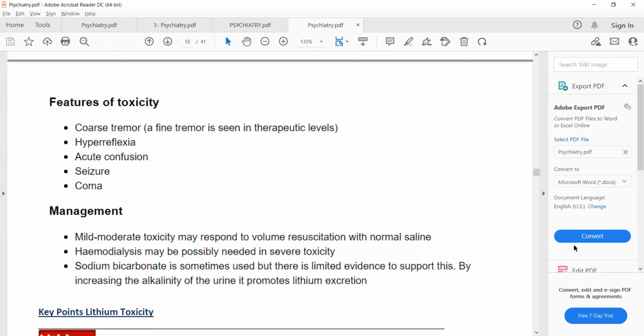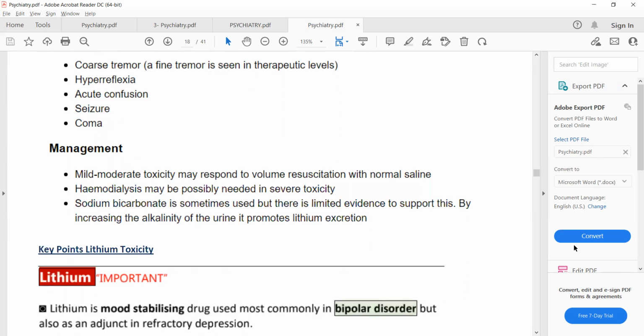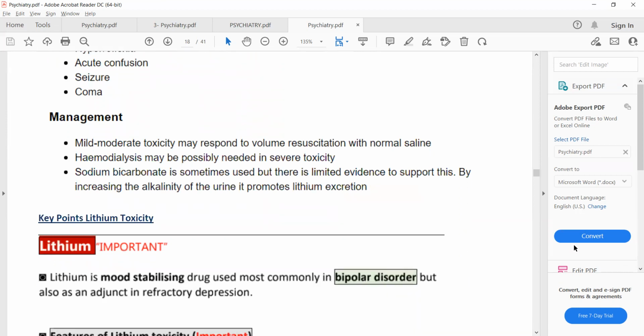Now, what is the management of lithium toxicity? Mild to moderate toxicity is managed with resuscitation with normal saline or IV fluid hydration, and severe toxicity is managed with hemodialysis. Sodium bicarbonate is sometimes used, but there is limited evidence to support this. That's why this point will not be asked in the PLAB 1 exam. So you only need to remember 2 points.